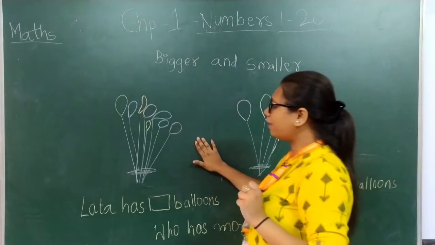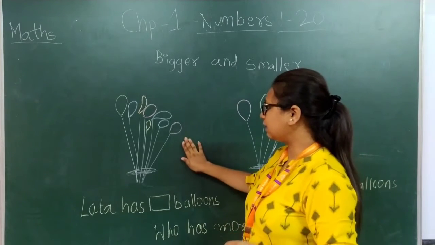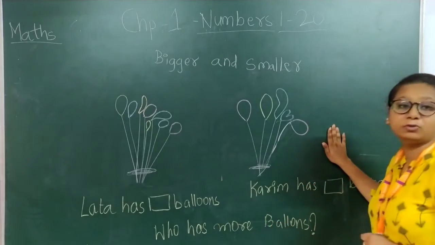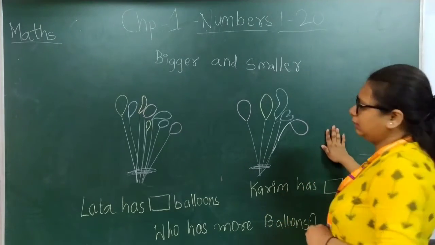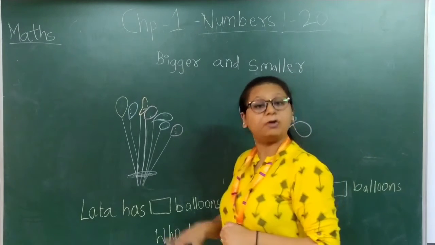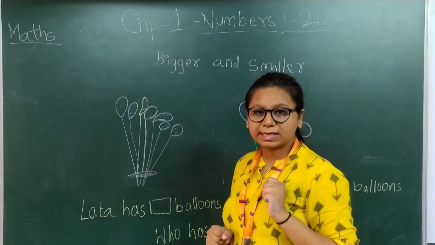So you can see there are balloons drawn on the board, right? So see, these are the balloons of Lata, and these are the balloons of Kareem. Okay, these are Lata's balloons. These are Kareem's balloons. So we'll count Lata's balloons first. Now how many balloons does Lata have?